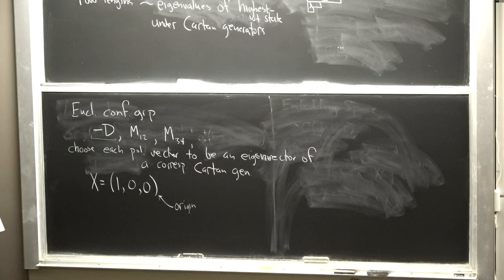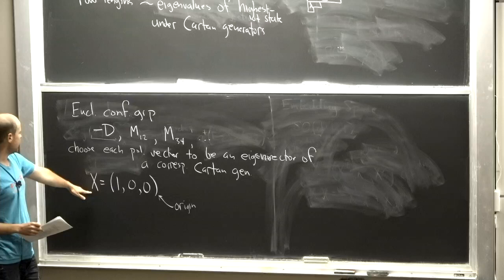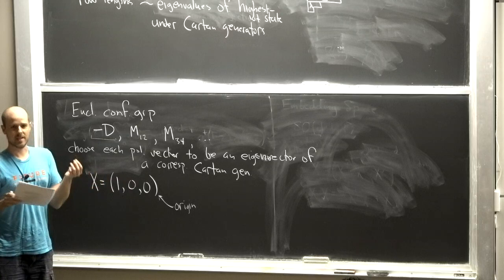So little x is 0 here. What I mean by this statement is set capital X equal to this. Physically, take the operator and stick it at the origin. Okay. Then what about Z1?